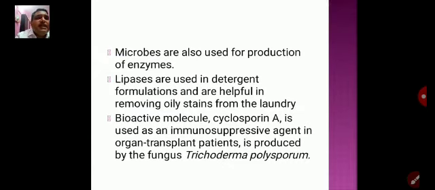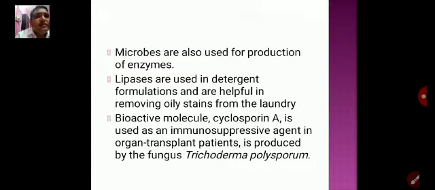Some enzymes like streptokinase. Streptokinase is an enzyme obtained from the culture of some hemolytic streptococci. It is used to dissolve clots, especially in heart attack victims. This is very good for human welfare because it works on heart attack victims.